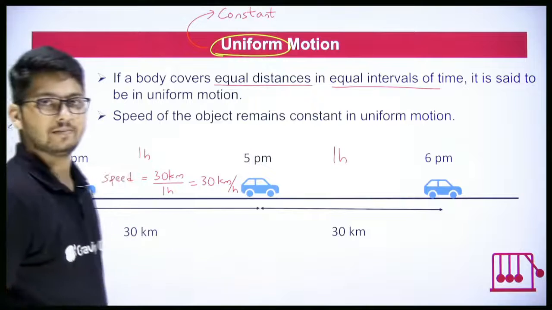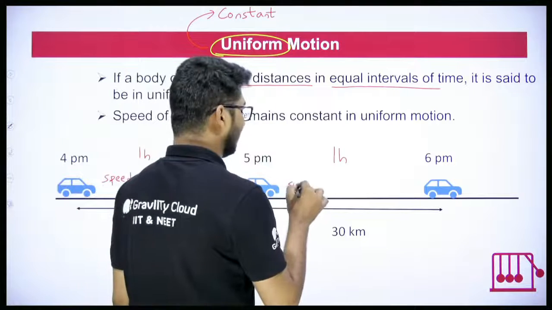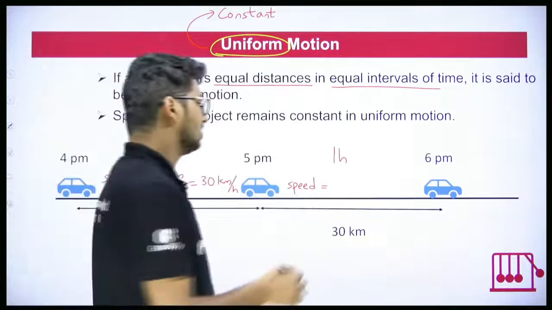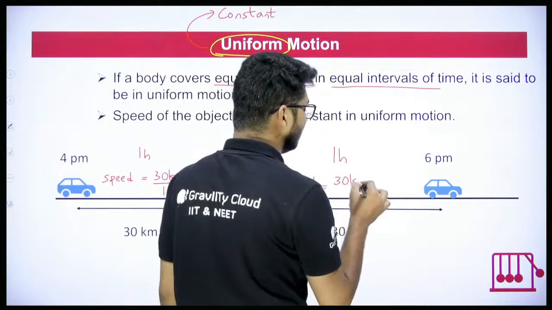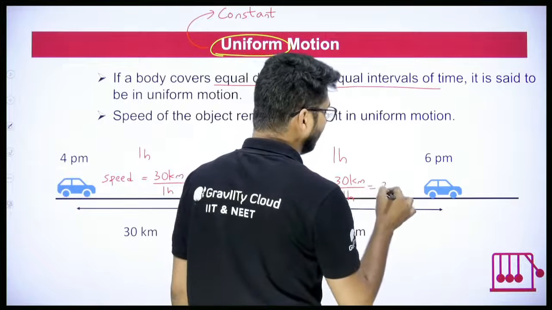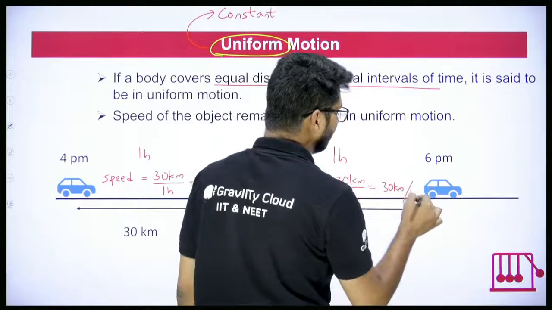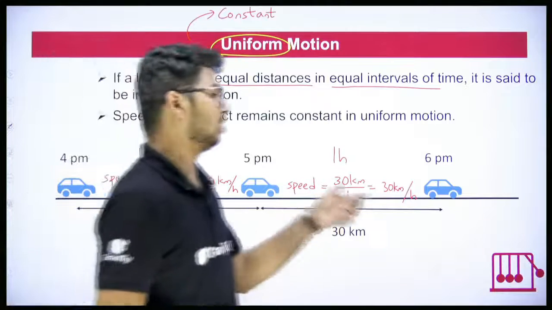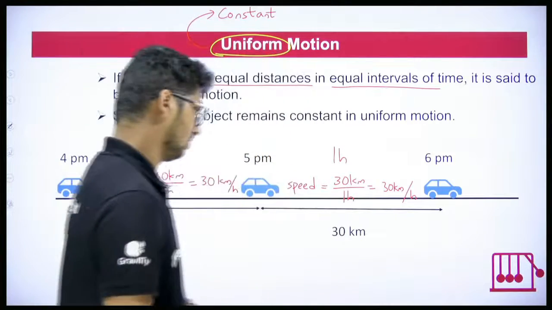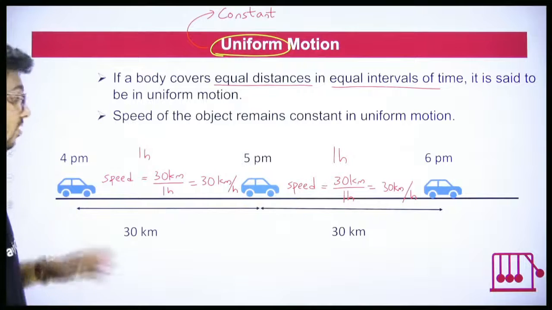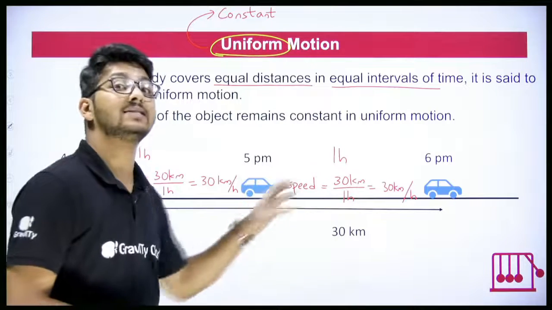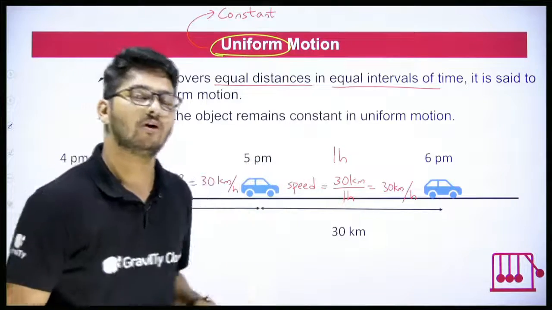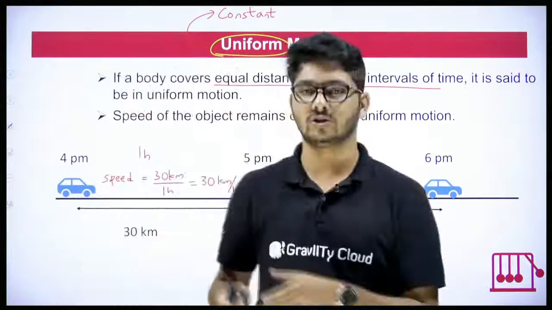From 4 p.m. to 5 p.m. The same thing if I again calculate speed for 5 p.m. to 6 p.m. Distance is 30 kilometers. Time is 1 hour. That means again 30 kilometer per hour. So here also speed is 30 kilometer per hour. That means you can clearly say that speed is constant. So uniform will mean constant. So uniform motion will mean a motion with constant speed.